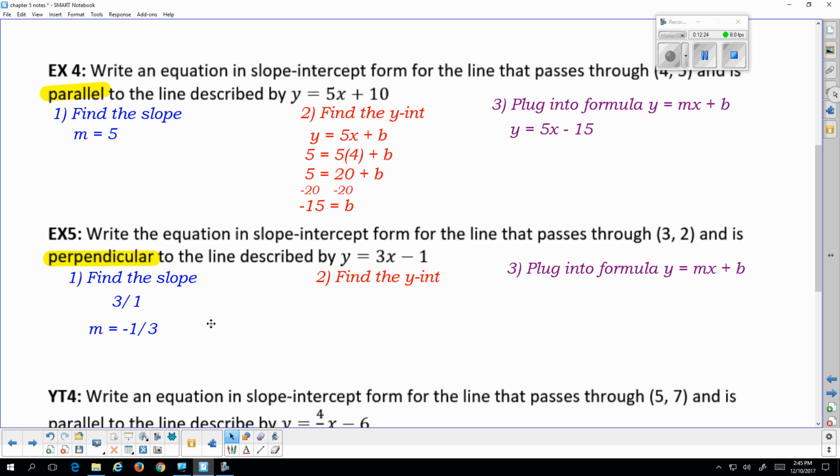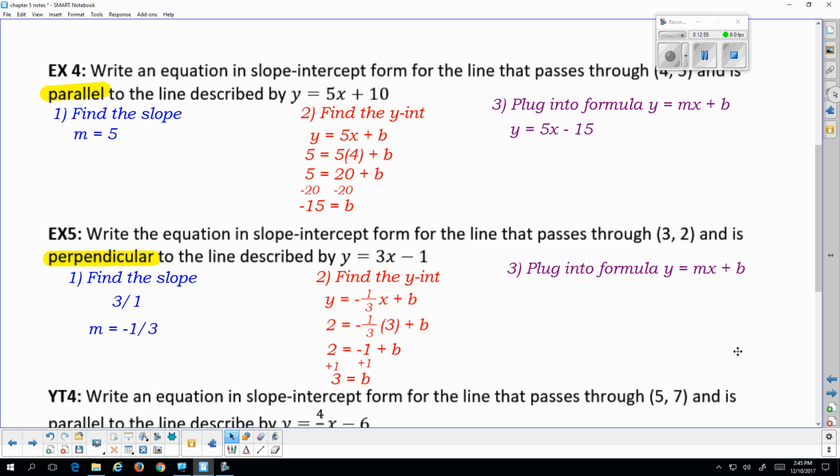Now that we have our slope here, now we're going to find the y-intercept. So we have y equals negative 1/3 x plus b. What do I do to find b? I'm going to plug in 3 for x and 2 for y. So there's 2, there's 3. And now go ahead and solve for b and let me know what you get. For b, when you multiply this, negative 1/3 times 3 is negative 1. Then I add 1 to both sides, and I should get b equals 3.